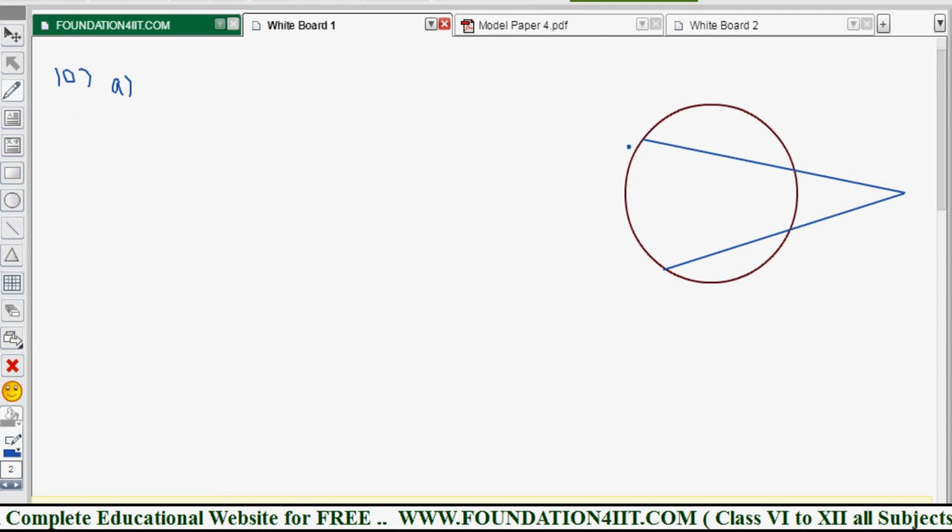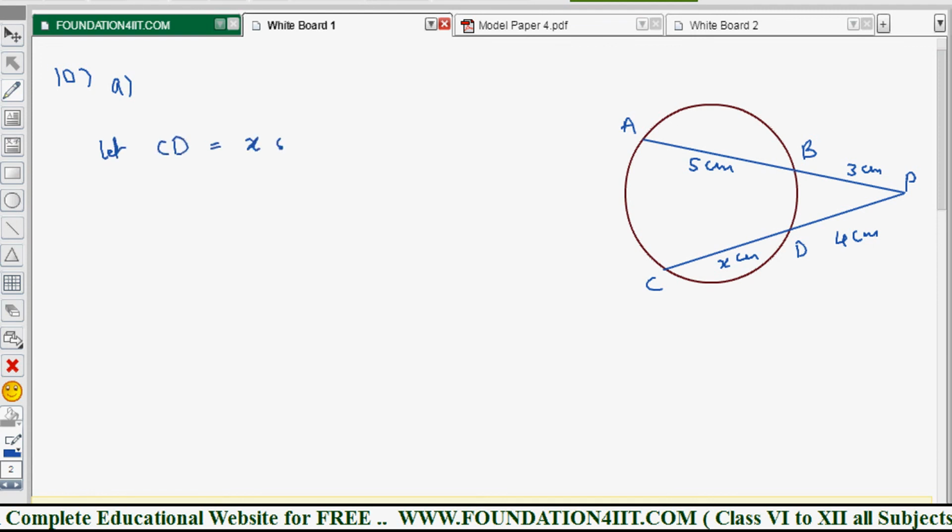Okay, so two points. So this is AB, CD, extending at point P, and A to B is 5 centimeters. P to B is 3 centimeters, and P to D is 4 centimeters. So we need to find out the CD. So let CD be x centimeters.